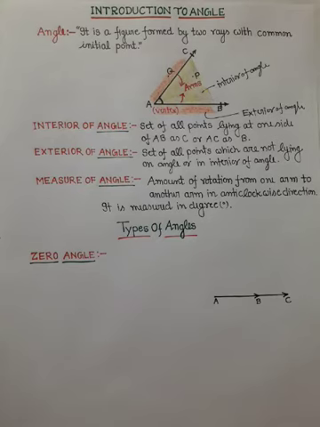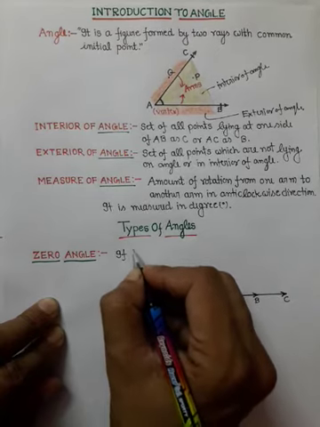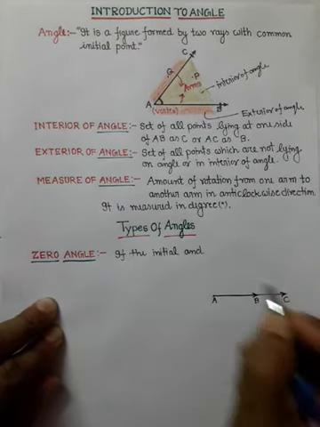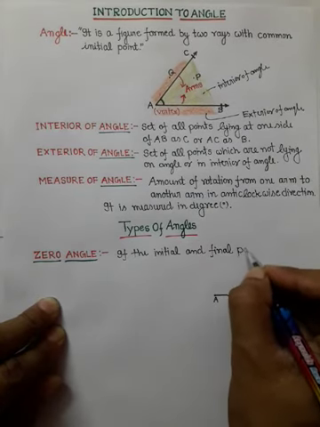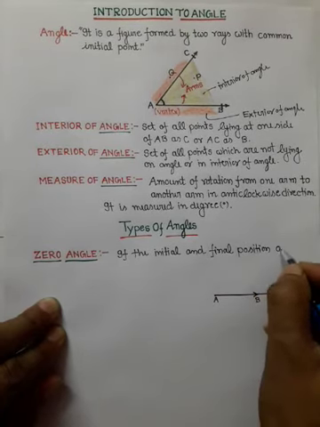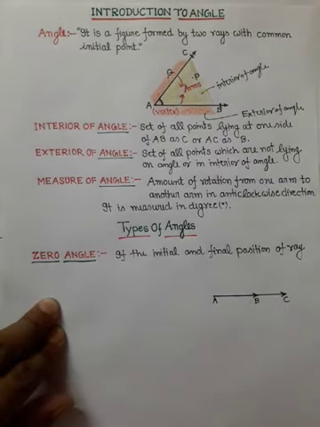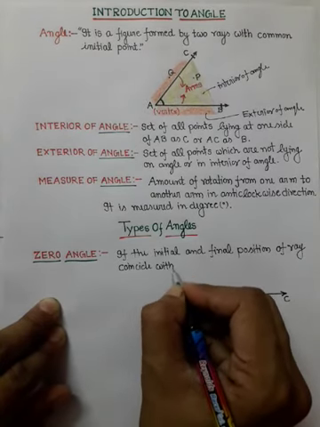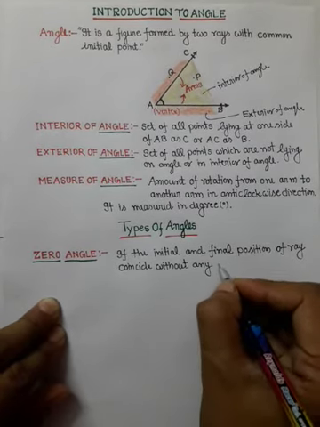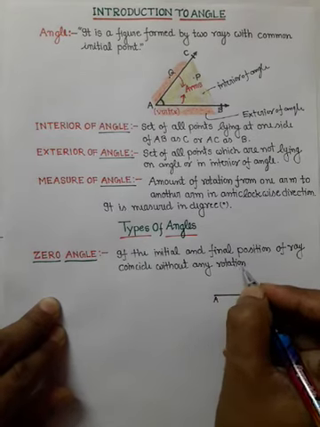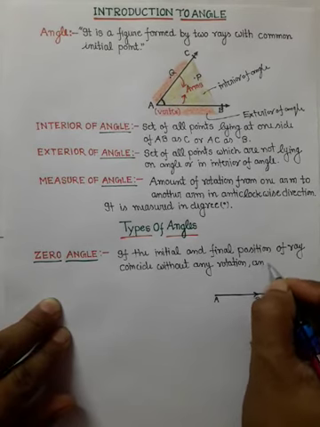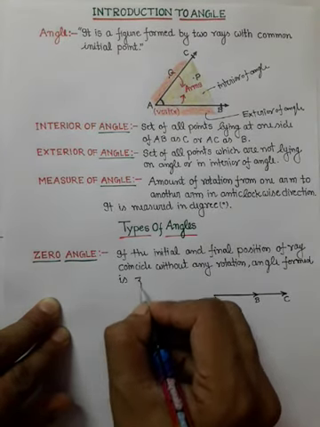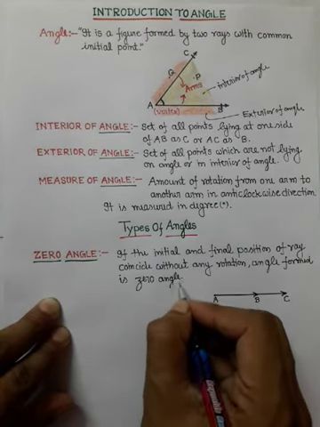So if the initial and final position of a ray coincide without any rotation, then we can say the angle formed is zero angle. So like this we can define the zero angle.